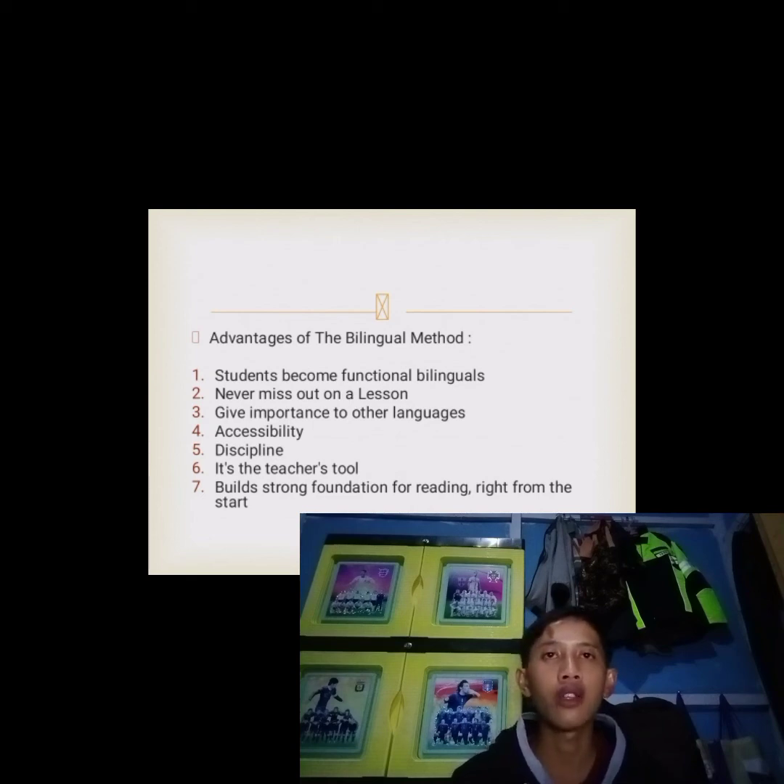6. It's the teacher's tool. In the bilingual method, as the native language is used in the classroom, it is important to note that it's predominantly the teacher who makes use of L1. The students will not be using their native tongue much in the classroom. 7. Builds a strong foundation for reading right from the start. The bilingual method uses the written form of the language, which allows students to learn the shapes of the words as they repeat the words orally.